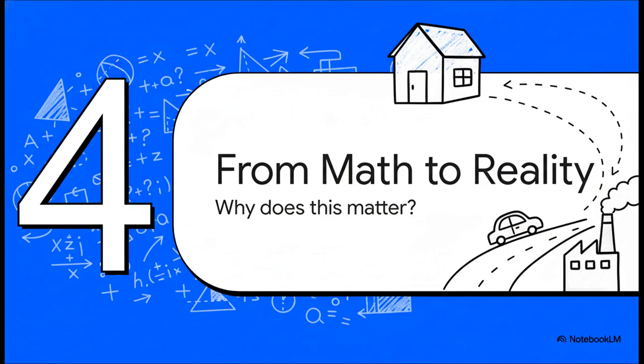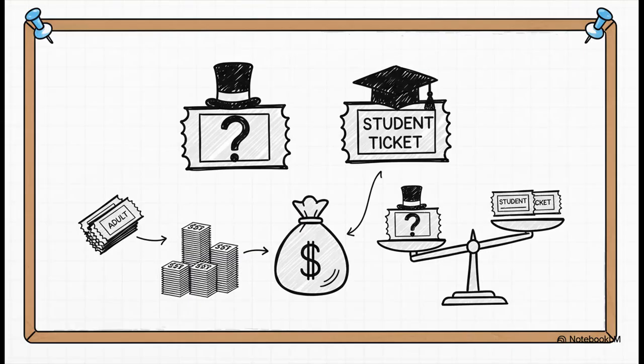All right, I know what some of you might be thinking. This is a neat math trick, but am I ever going to use this in real life? And the answer is yes. So let's shift gears and look at where this stuff actually matters. So check out this scenario. A drama club sells a bunch of adult tickets and student tickets and makes a certain amount of money. We also know that an adult ticket costs twice as much as a student one. So what's the price of each?